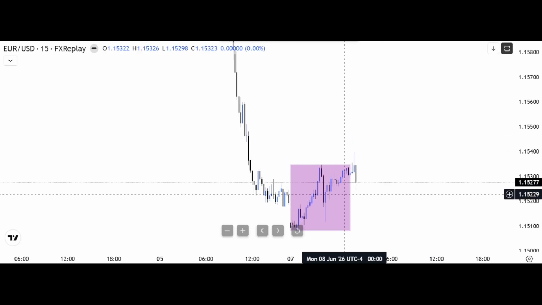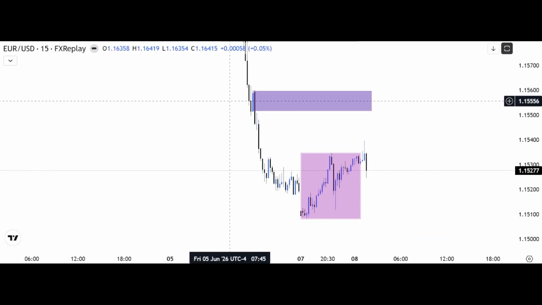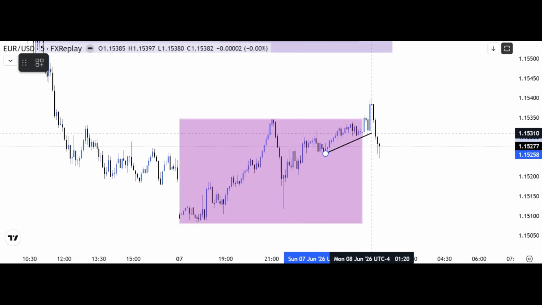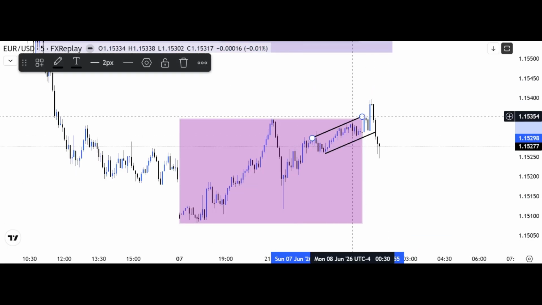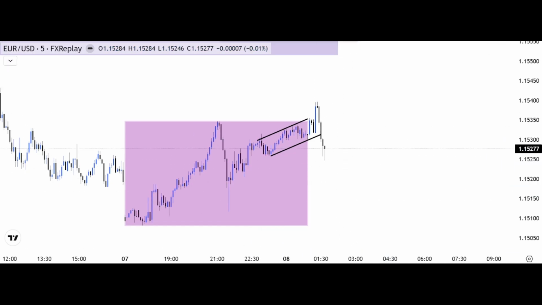I can only see price took Asian high. We have here a point of interest. As you can see, let me go to 5 minutes. We have here a build up, inducement to the upside, price already moving down. Let's see what happens.